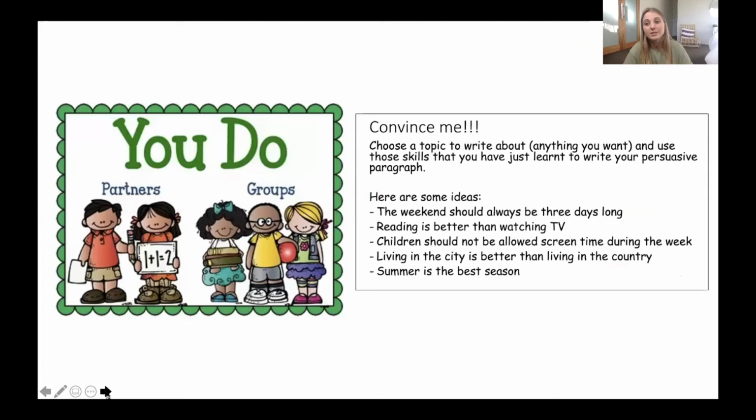The you do was similar to the diagnostic assessment, where they could write about anything that they wanted. So this was a good way to see how they were tracking along before the very end. I again gave some examples because I know that some students may be overwhelmed and not know what to write.